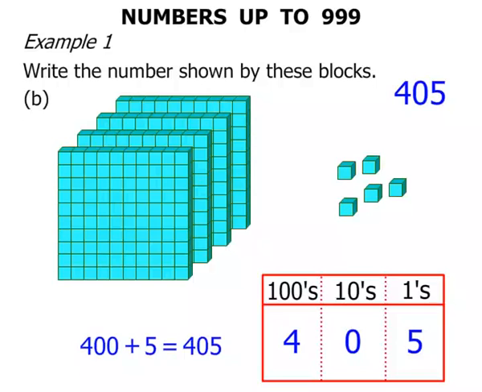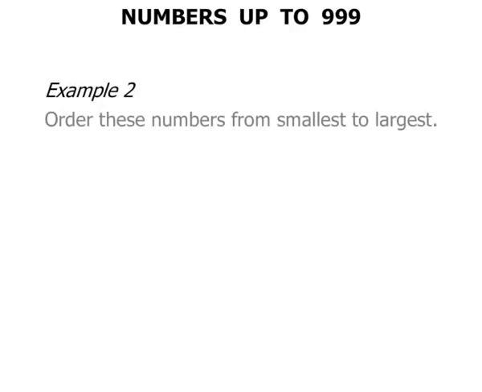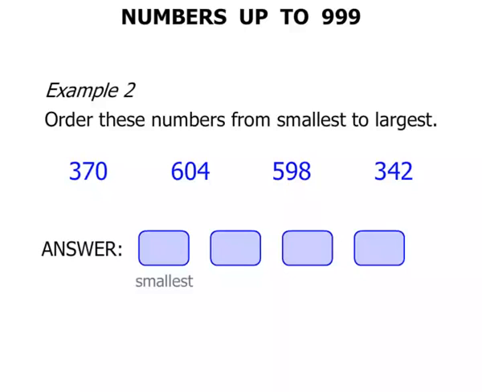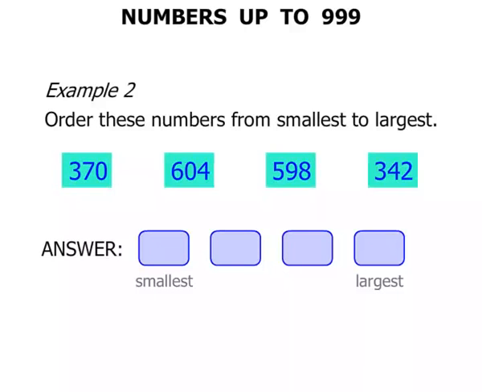Terrific. Example 2 now. We need to order these numbers from smallest to largest. We've got 370, 604, 598, and then 342. So our answer there, we're going from smallest to largest. Now if we look at the numbers there, this might be pretty easy for you, but if not, let's just go through the method.